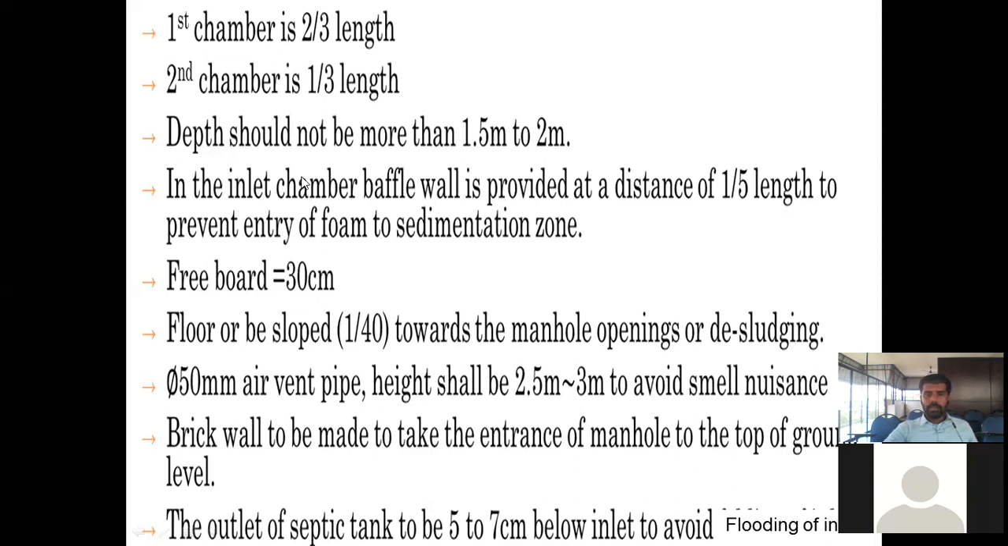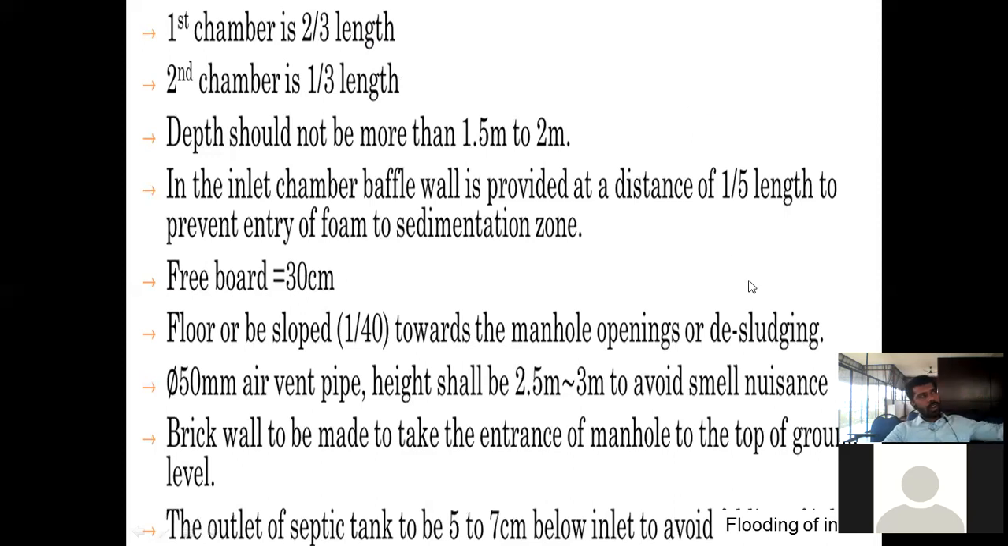Now, in the inlet chamber, a baffle wall is provided at a distance of 1/5 of the length to prevent the entry of foam to the sedimentation zone. I will show you the plan view of the septic tank so you can understand it. So totally there are three chambers. In the sense, there are 2 main chambers. The first chamber is 2/3 of the length, and the second chamber is 1/3 of the length. In this 2/3 of the length, there will be a small chamber also. That is 1/5 of the length.